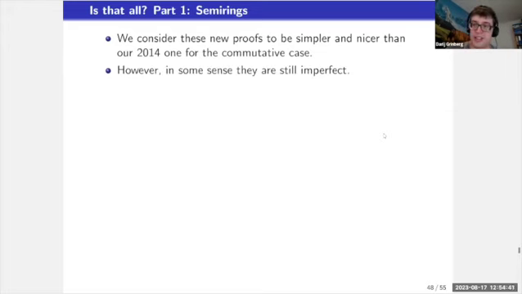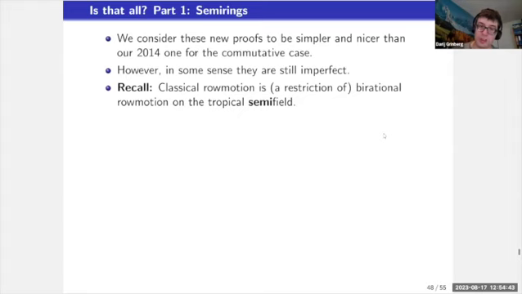But in a way, I don't like it. Why not? Well, classical Rowmotion is not Rowmotion for a ring. It's Rowmotion for a semi-ring, a semi-field, in fact, the tropical semi-ring. And that's not a ring.